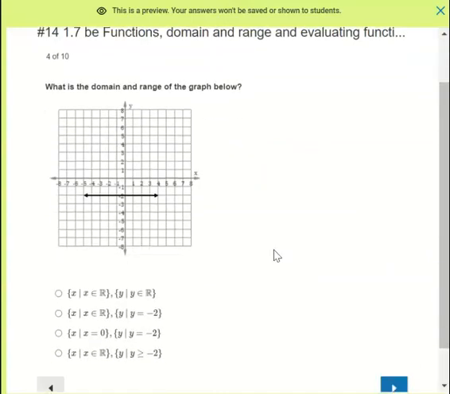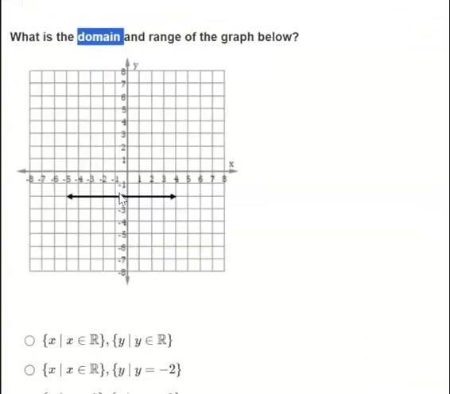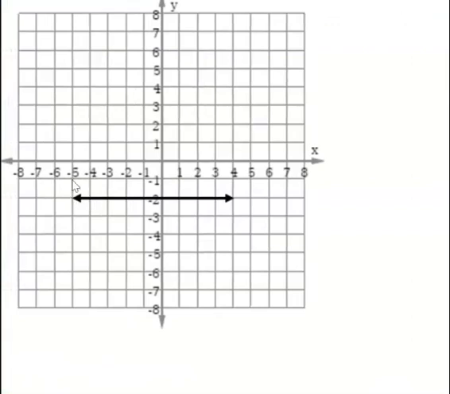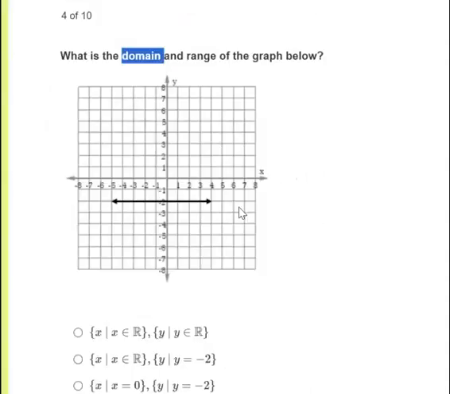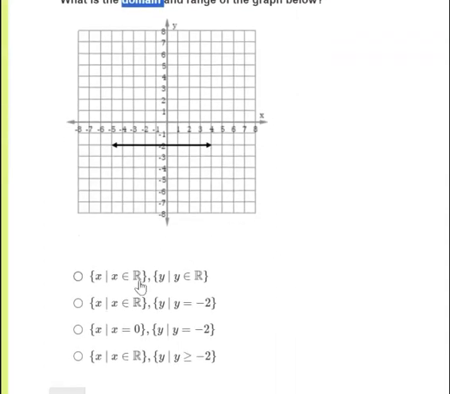Alright, domain and range. What is the domain and the range of the graph below? So remember that domain is the x. We're measuring using the x-axis. So if I look at the x-axis as this ruler here, it doesn't really stop at negative 5. It keeps going to negative infinity. And then on the x-axis here, it doesn't really stop at 4. It keeps going to positive infinity. So x is going to be all real numbers. So all of them except for this third one.